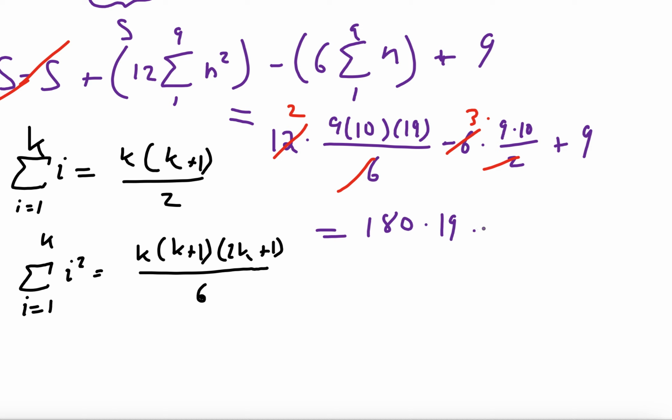And we subtract from that, well, 3 times 9 times 10 is going to be 3 times 9 is 27, times 10 is 270, plus 9. And what's negative 270 plus 9? Well, it's negative 261. So you have 261.